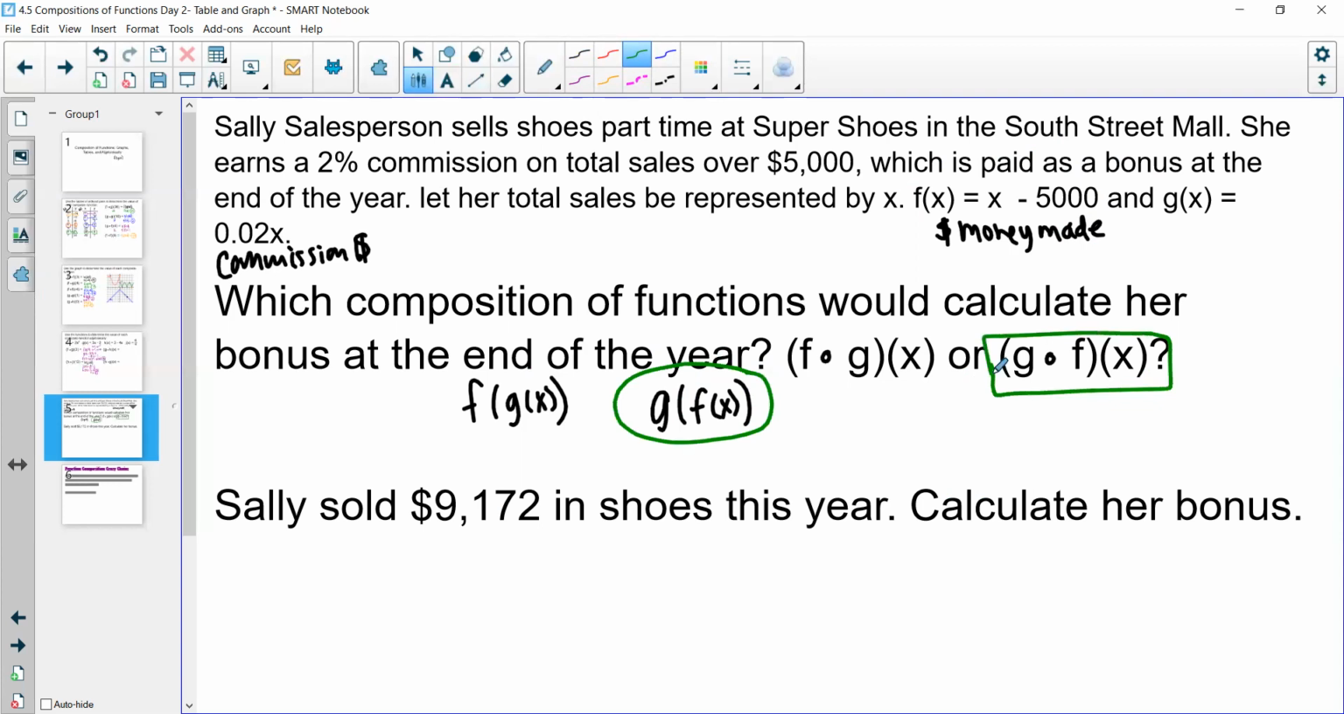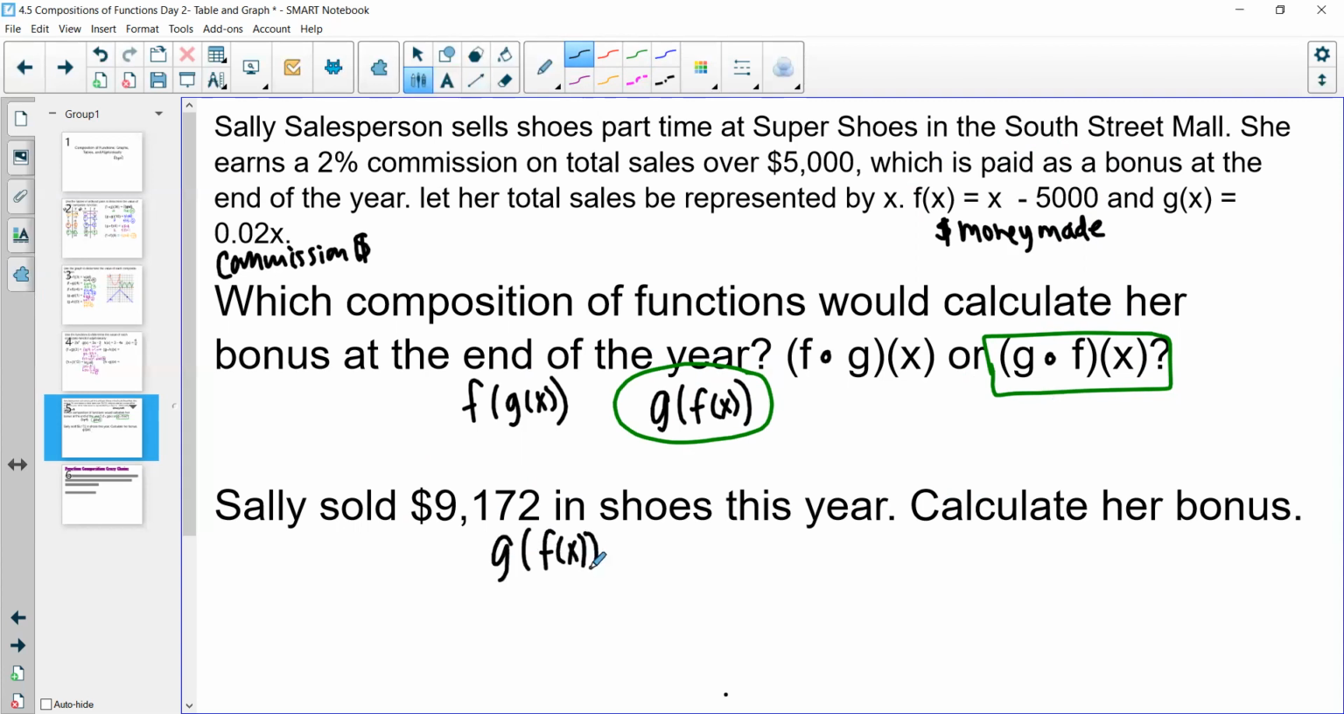And the reason why is because think of when we evaluate, if we rewrite that, f of x is on the inside, meaning I have to evaluate f of x first. And that's true. We need to determine how much money we've made before we can determine how much commission money we get. So using this idea, let's then figure out how much her bonus is if she sold $9,172 in shoes this year. So we're going to use this composite function here. So we've got g of f of x.